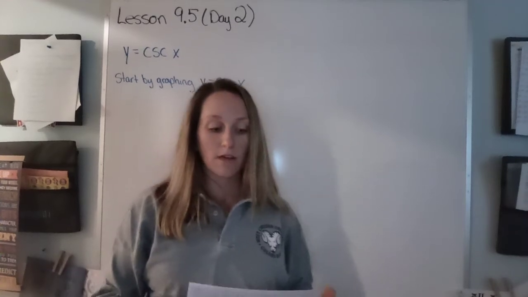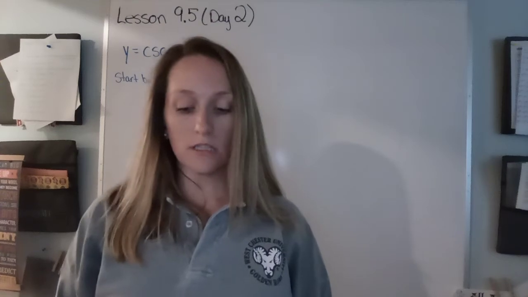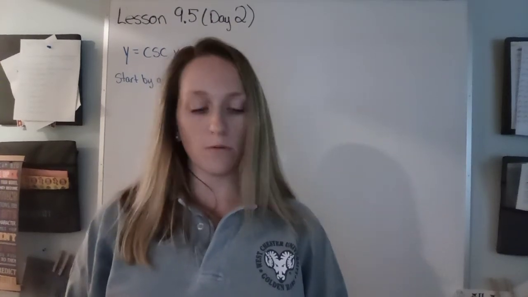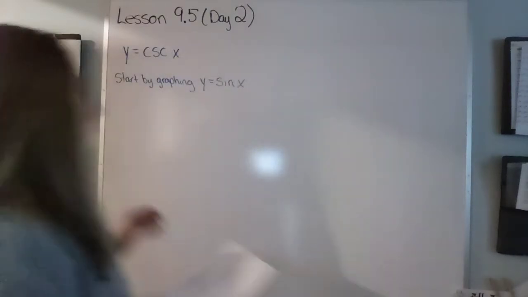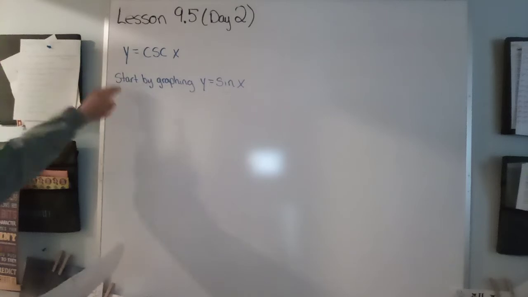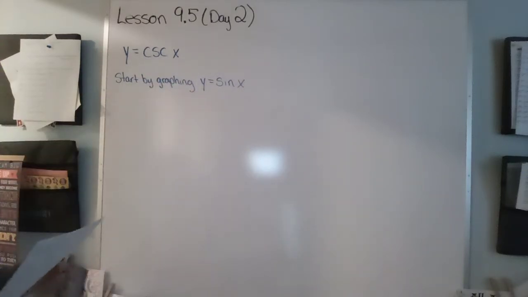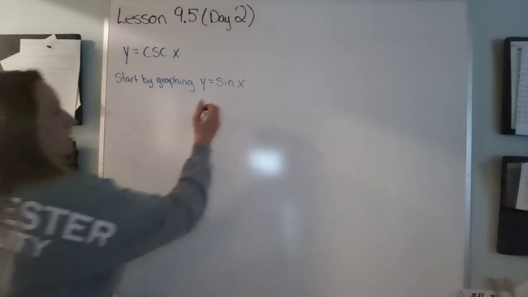All right, so we're going to look at graphing cosecant and secant functions, which are two of the more challenging. They just take a little bit more work to graph, but we'll get through them. In order to graph cosecant, you're going to start by graphing sine, because remember, sine and cosecant are reciprocal functions. So we're going to graph sine, and we know the parent function for sine.